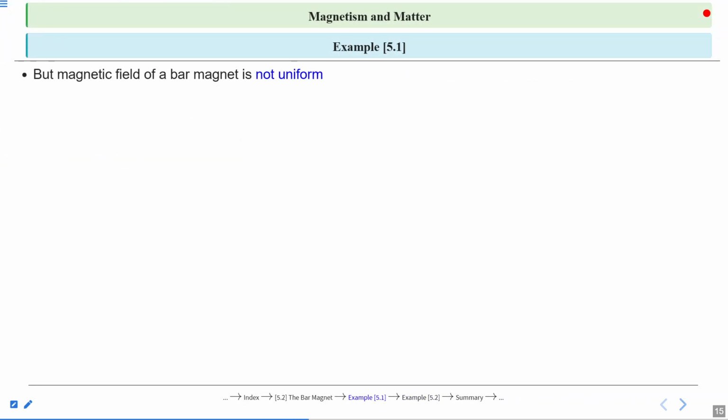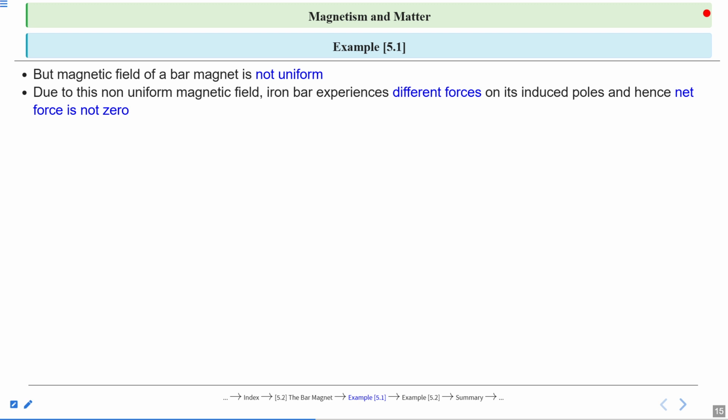But magnetic field, now this is the crux of the matter here. The magnetic field of a bar magnet is not uniform. When we place the magnetic needle in the uniform magnetic field, the net force on it is 0. But when we place the iron nail near the bar magnet, the magnetic field due to the bar magnet is not uniform. Due to this non-uniform magnetic field, the iron nail experiences different force on its induced poles.